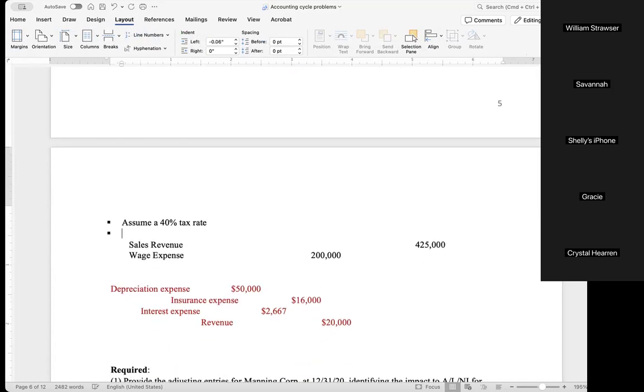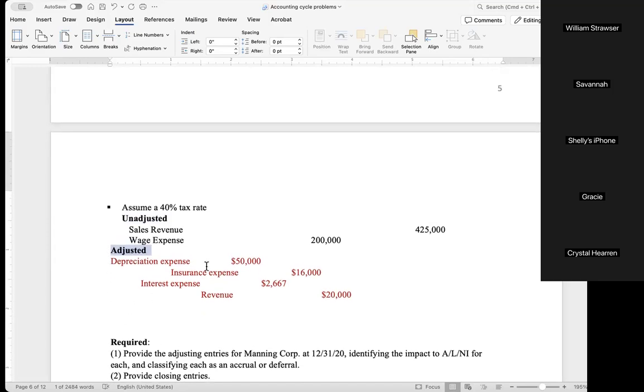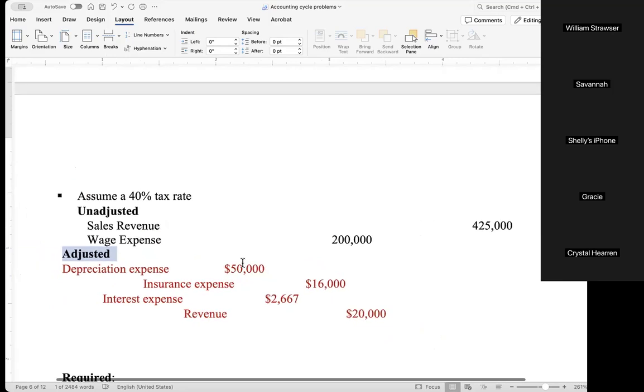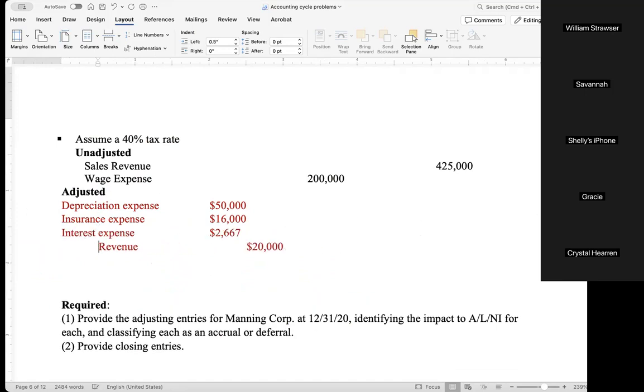Anyway, so we have these and we have these additional adjusted pieces. And I'm just going to label them for you guys. Get them a little bit bigger too. It's not that big. All right. So we have expenses and we have revenues. And all we're doing with this information is calculating what our total revenues are.